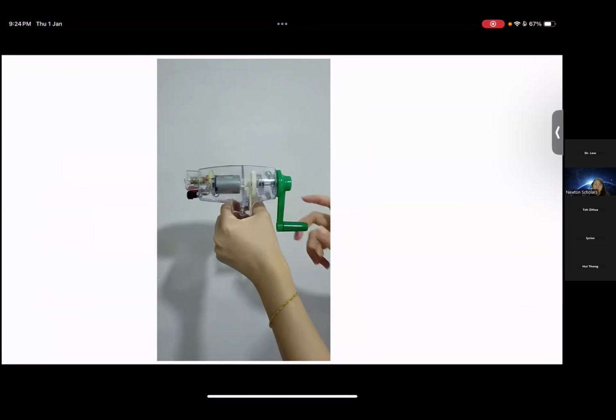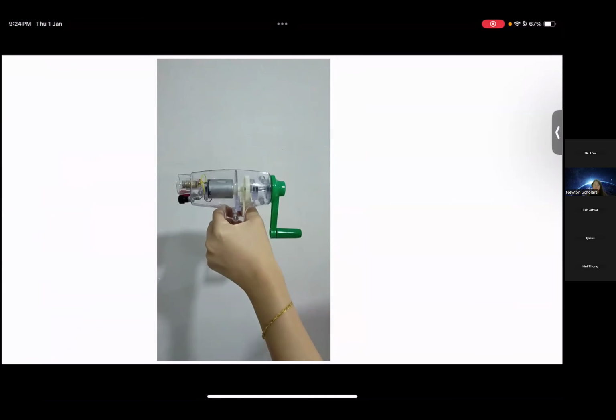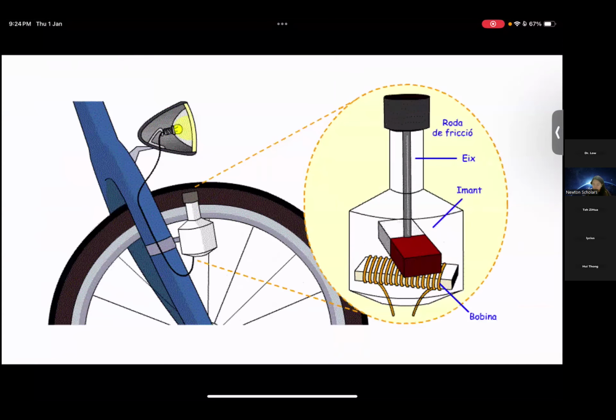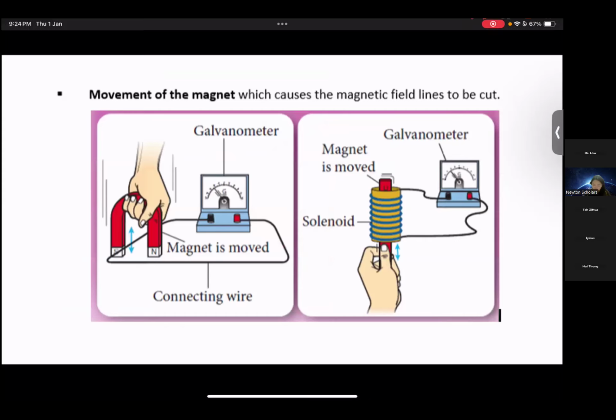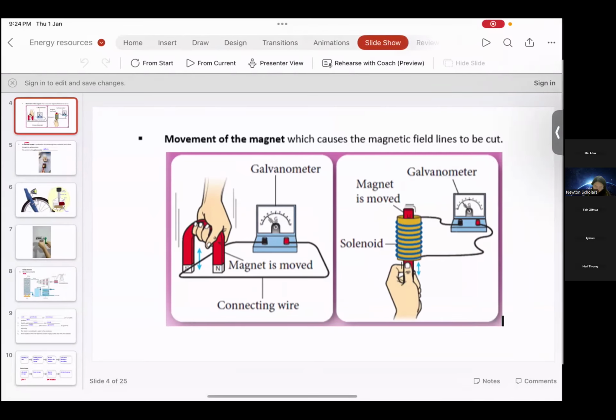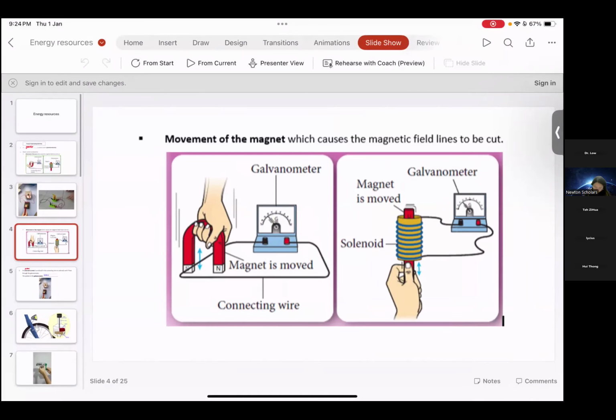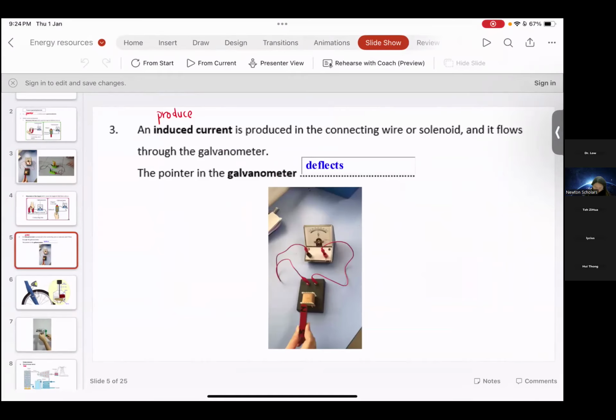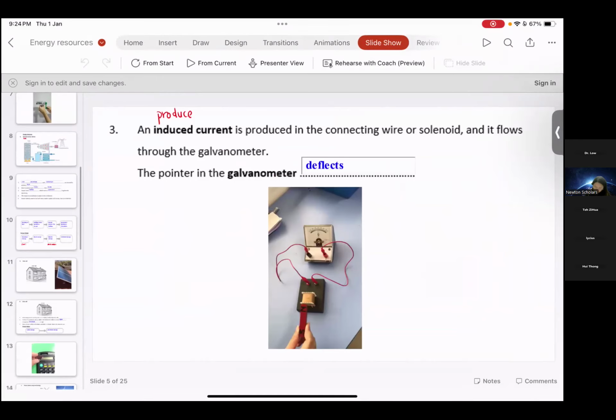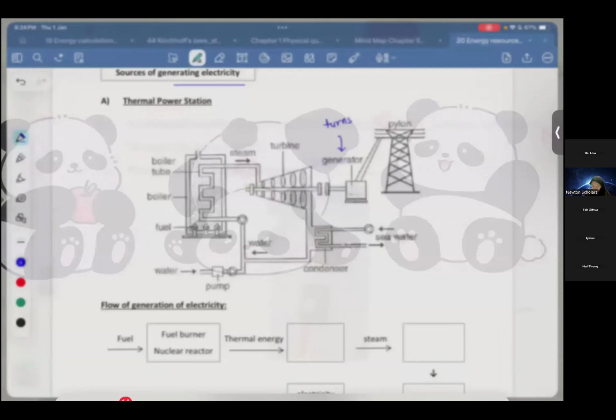We can use wind to turn the turbine, which turns the generator. We can use water flowing down to turn the turbine, and turn the generator. We can use other methods, whatever. Here, we don't need to talk about how we turn it. So we come back to our worksheet here.